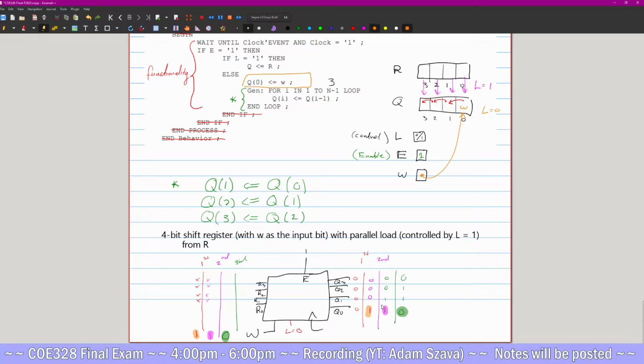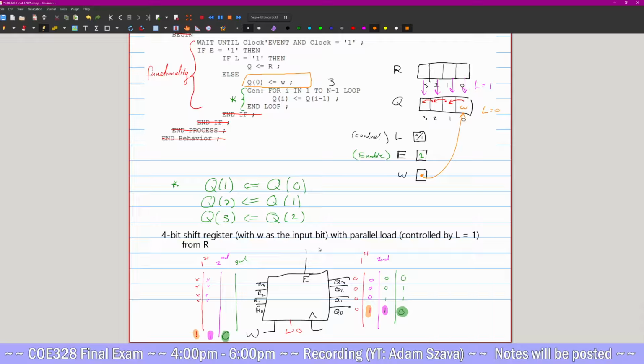Sorry, I kind of screwed up the colors here a little bit, but hopefully that makes sense, right? So Q0 is changing. Q0 is going 0, 1, 1, 0 here like that, because W is changing. This is just some examples. Okay, perfect. I'm glad that made sense.